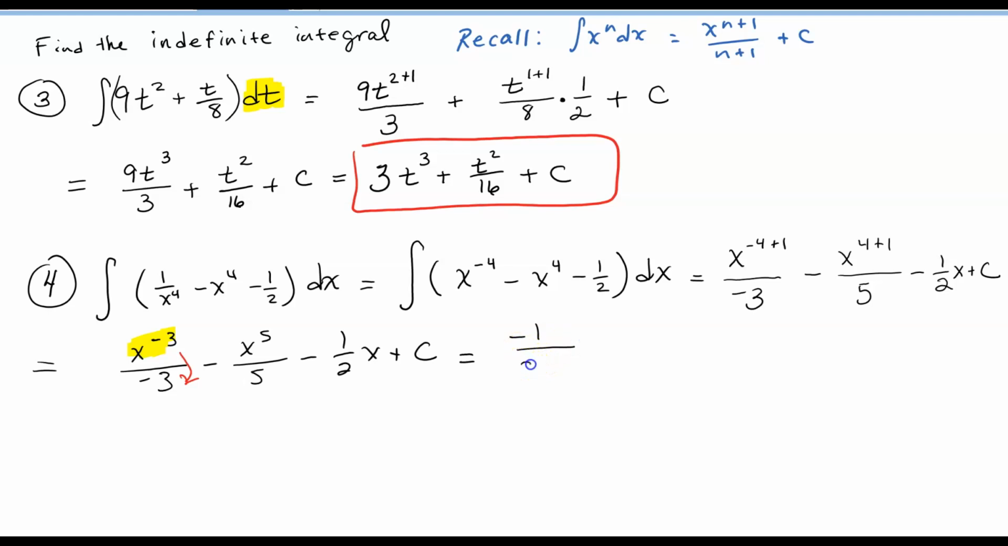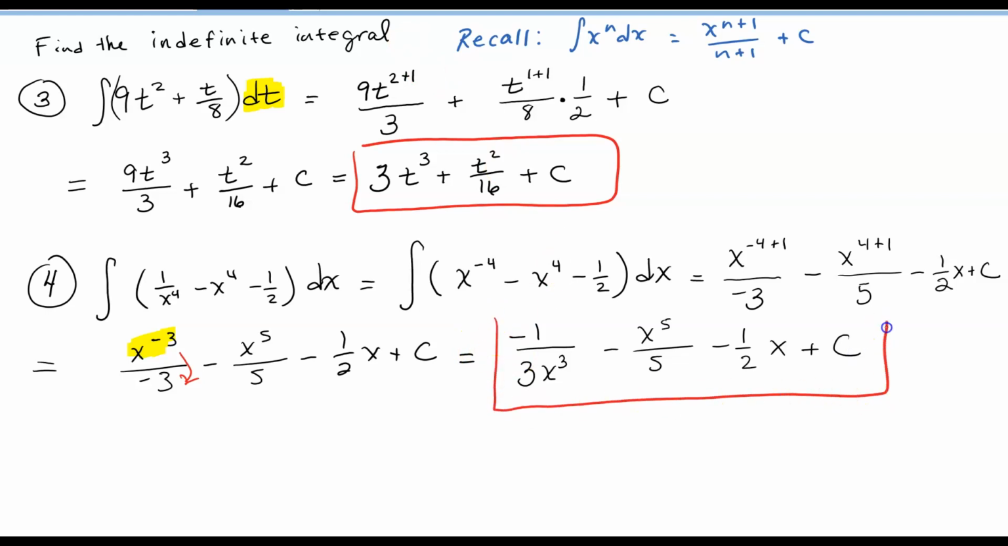And then in the denominator, I'm going to have 3 and then x to the third power and then minus x to the fifth over 5 minus 1/2 x plus c. And so it looks something like that. Okay? Really nice, really clean, and just a really neat example.